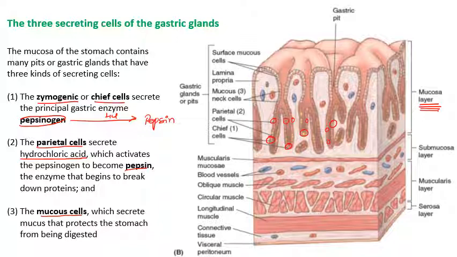The mucus cell secretes mucus, and this mucus will protect the stomach from being digested. You can see the mucus cell present in the upper portion of the mucosa layer, while the zymogenic or chief cell and parietal cell will be present in the middle and inner layer of the mucosa layer.